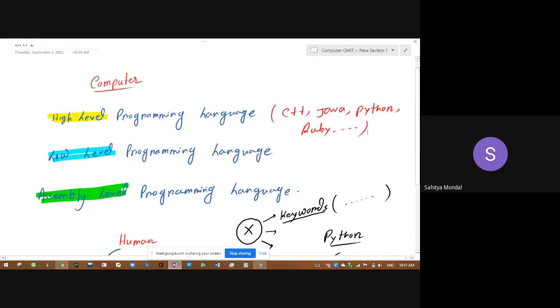Do you have any question to ask? Sir, can you repeat this keyword? Meaning, how to understand this high level language? This part, can you again repeat, sir?